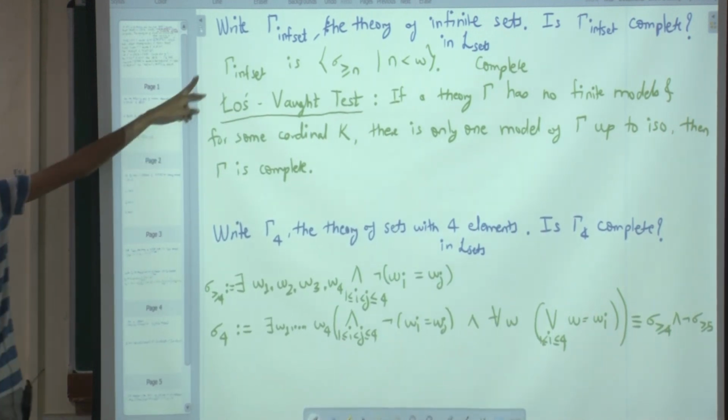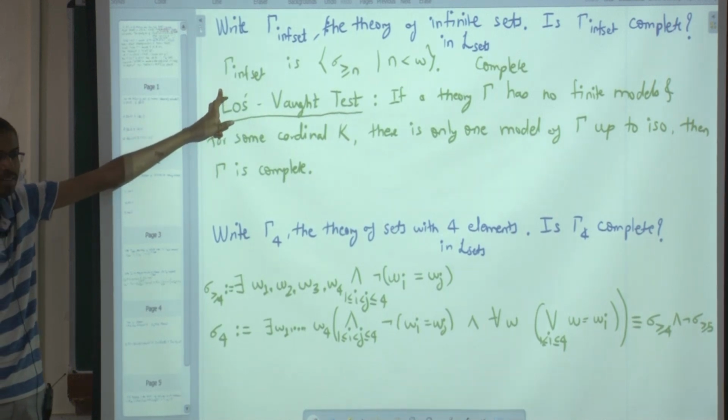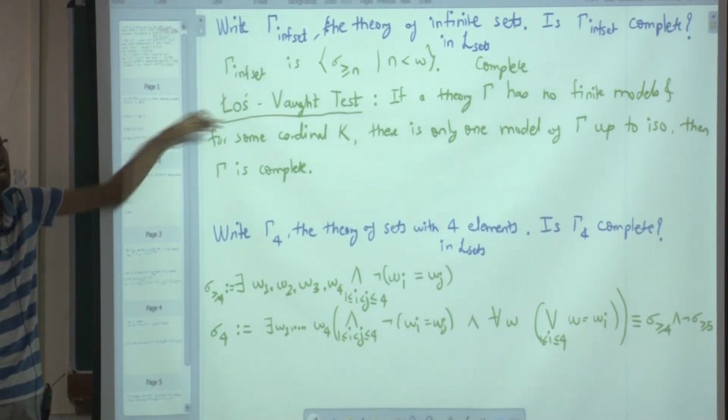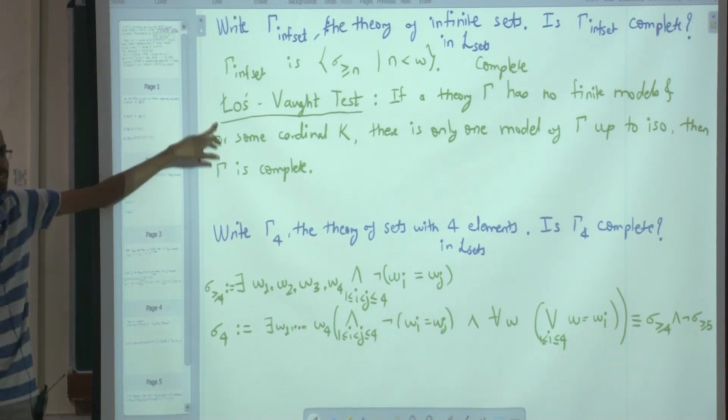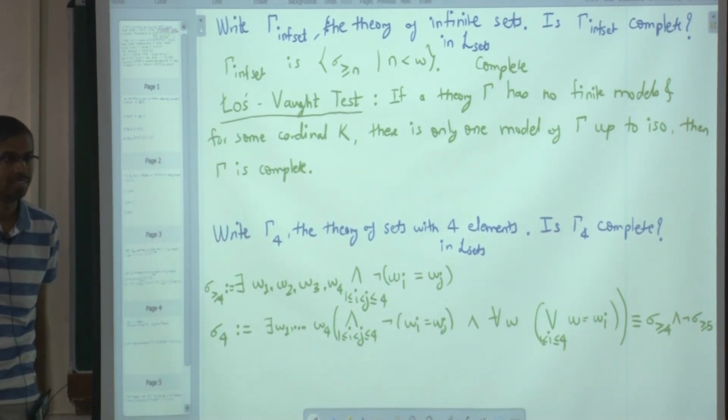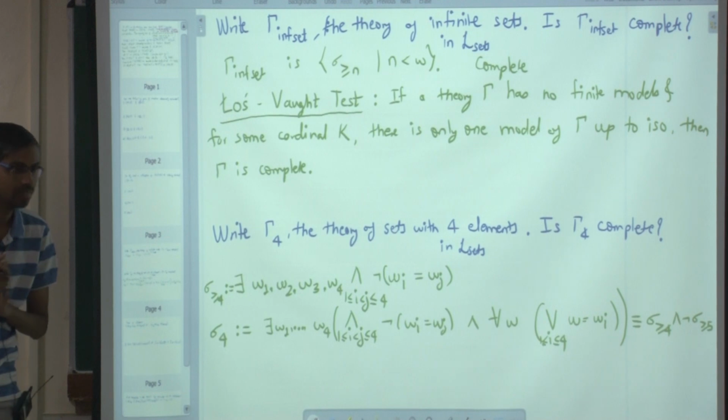Now, gamma inf set, does it have a finite model? No. And let's say countable cardinality, aleph naught. For aleph naught cardinality, how many models of gamma inf set are there up to isomorphism, meaning up to bijection? Only one, because all countable sets are in bijection with each other. So therefore, by this test, you conclude that it is complete.